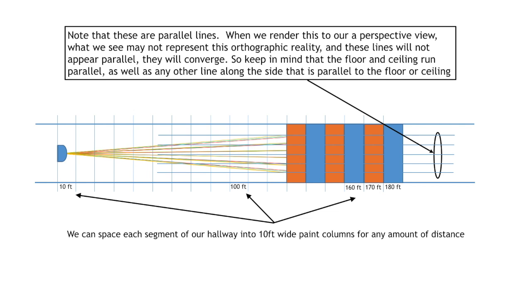So when we render this to our perspective view, what we see may not represent this orthographic reality. It may not look like this. And these lines will not appear parallel, they will appear to converge. So keep in mind that the floor and the ceiling do run parallel, as well as any other line along the side that is parallel to the floor or ceiling. It's still a parallel line. It just may not look that way when we put it into perspective.